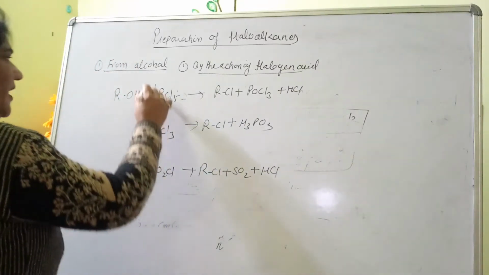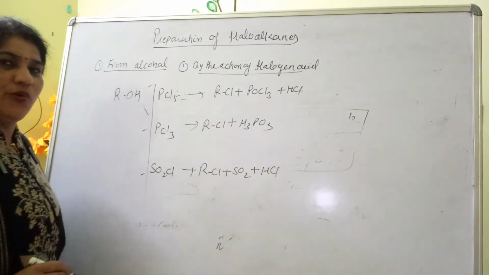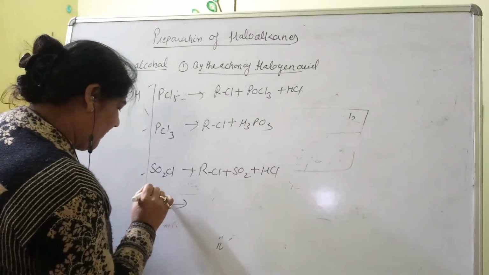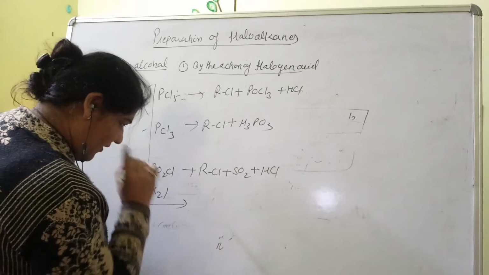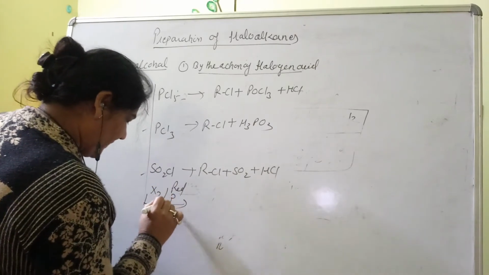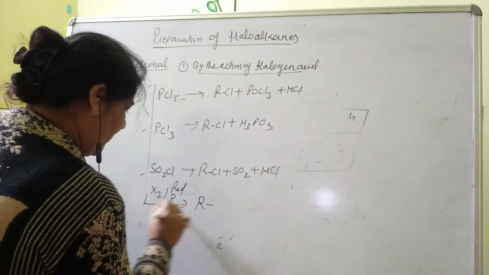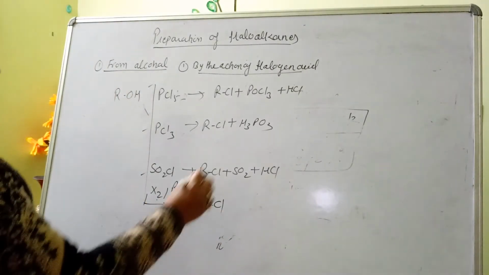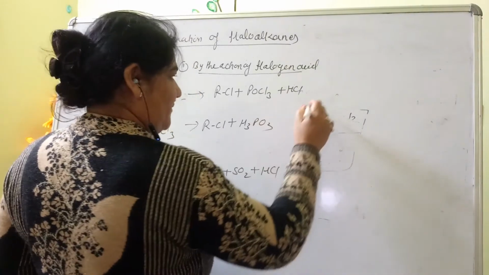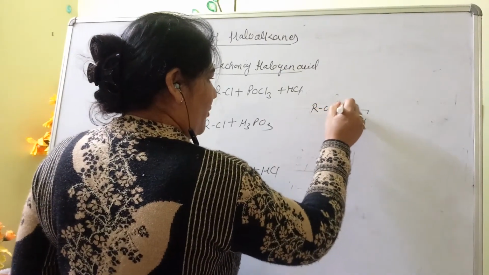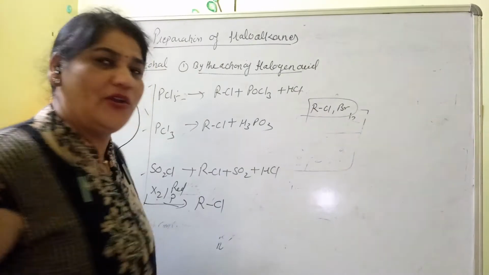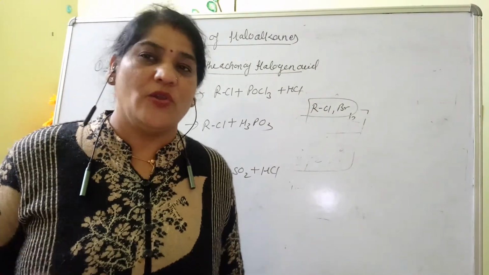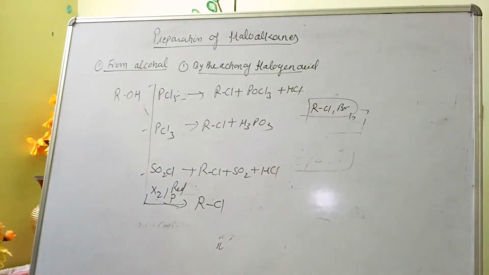Okay, this is the reaction of alcohol with SOCl2 or with PCl3. And one more reaction is if you take halogen acid in the presence of red phosphorus. In the presence of red phosphorus, if you take Cl2, the product is RCl. Okay, generally chloride and bromide are formed by this reaction. Generally chloride and bromide are formed by this reaction.